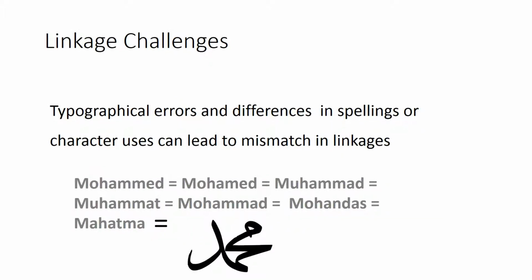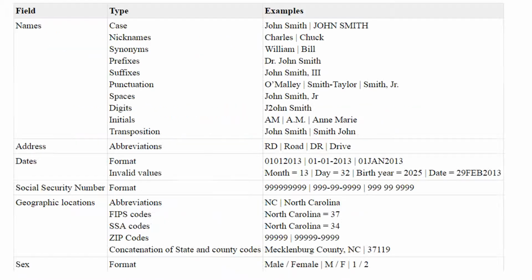So this presents you with the biggest challenge when you're trying to match records from two different tables. Typographical errors and differences in spellings or character uses can lead to mismatches in linkages when you're looking for exact matches. A very famous example is the different ways of how the name Mohammed can be written. It can be written as Mohammed, Mohammed, Muhammad, Mohammed, Mohammed, Mohandas, or Mahatma, which all is equal to Mohammed.